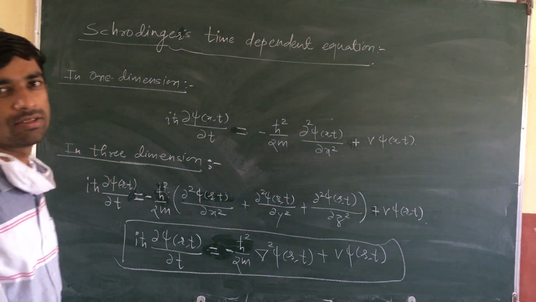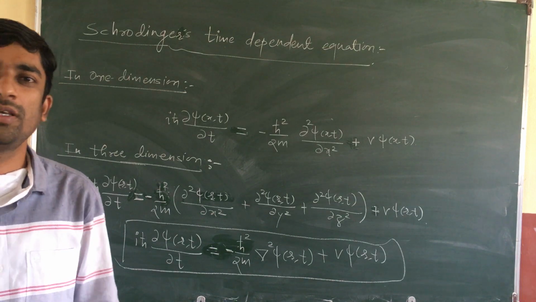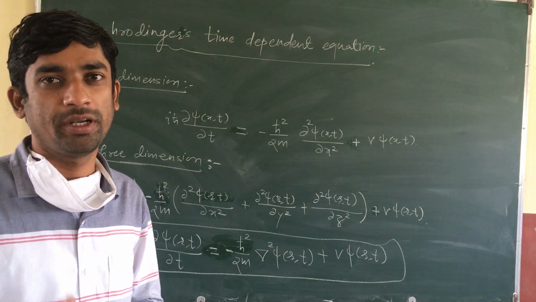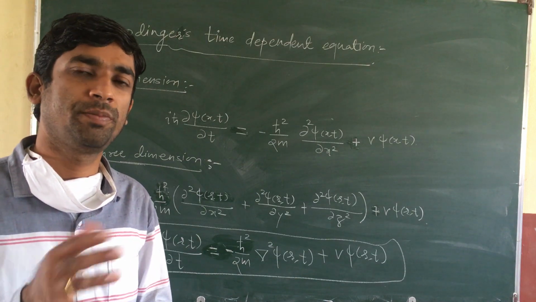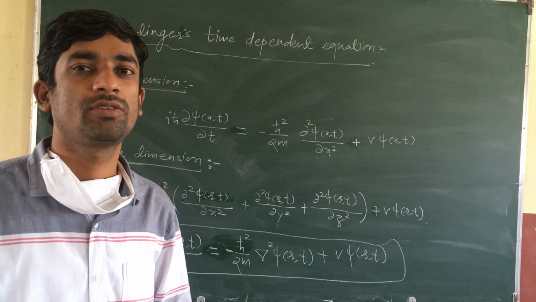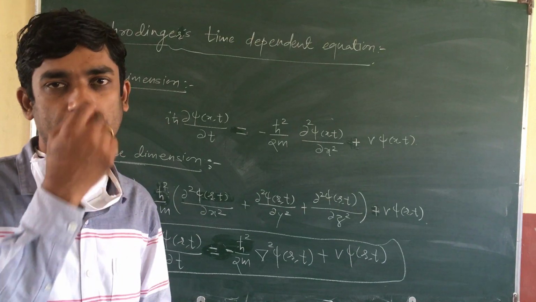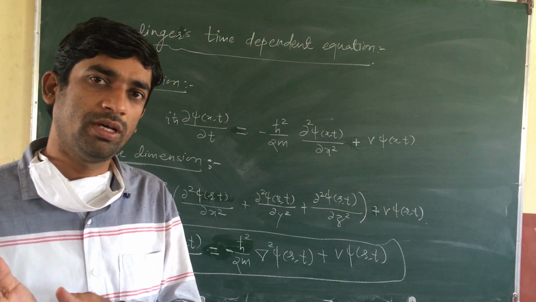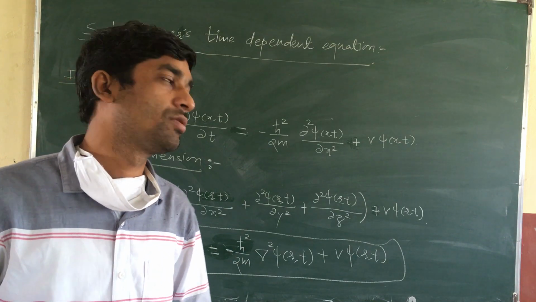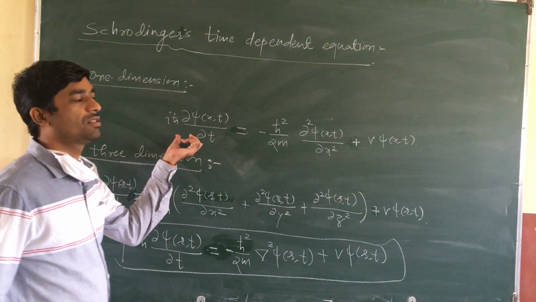Good afternoon, students. In the previous lecture, we learned what Schrödinger's time dependent equation is. This equation depends upon time, and we solved this complete equation. Today we are going to learn its one-dimensional form and three-dimensional form. So this is your Schrödinger's equation.